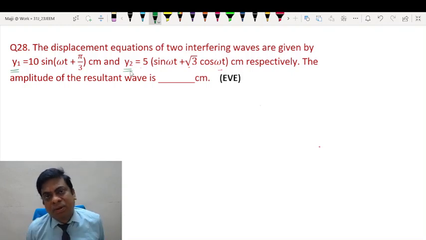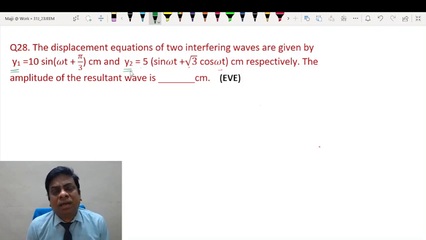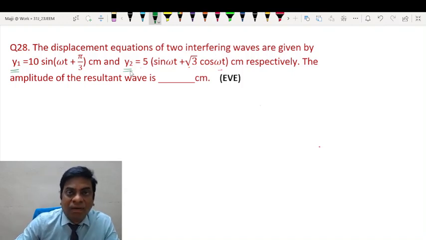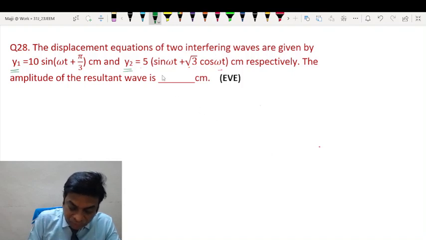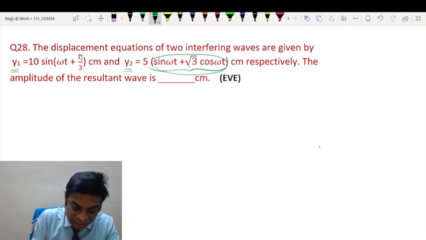And students, principle of superimposition is nothing but vector addition. That's all. Principle of superimposition is nothing but vector addition. So simply we have to add them vectorially. But if you have a slight mathematical inclination, then you can simplify this and you will find that the expression will reduce to this kind of an expression. Let us see how it is.